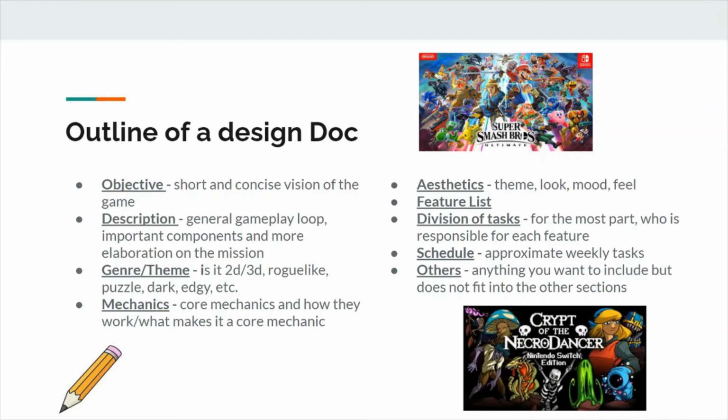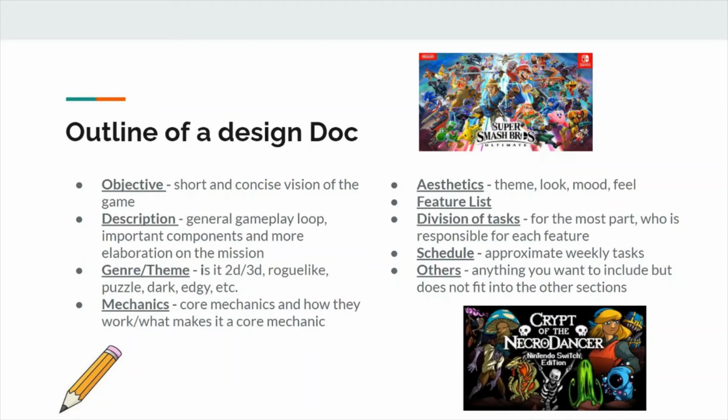But just really short. Now, the description has the general gameplay loop, what is going to be the main mechanic of your game, important components, what needs to be added to the game to make it complete, and more elaboration on the mission. What emotions should the game invoke? What details do you need for the game? Why do you want to make this game? What should it look like, more or less?